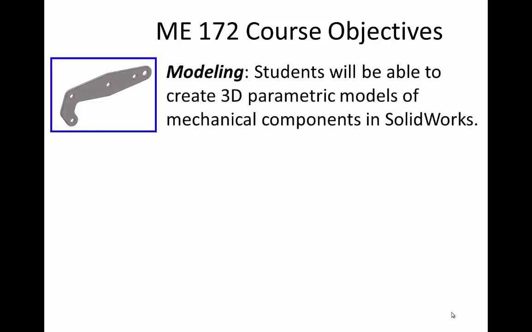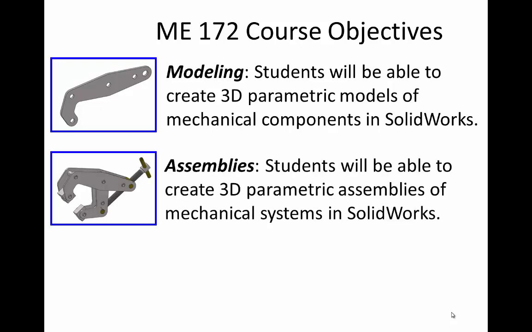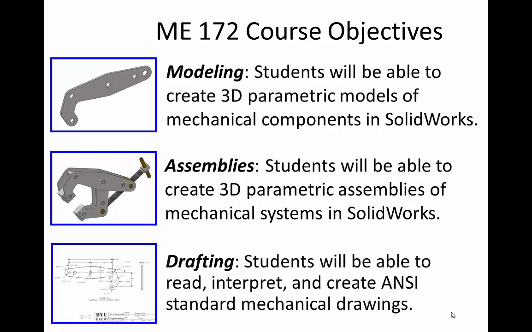Now that you've been introduced to the amazing capability of SOLIDWORKS, let's talk about how the ME 172 course is set up. The mission of the course can be summarized in three main course objectives. First, you will learn the concepts and strategies needed to create 3D parametric models of individual mechanical components. Second, you will then be able to put these components together into 3D parametric assemblies of mechanical systems. And third, you will be able to read, interpret, and create ANSI standard mechanical drawings.